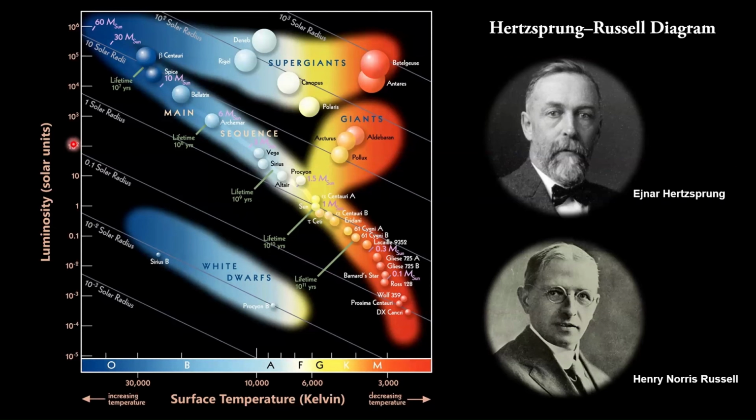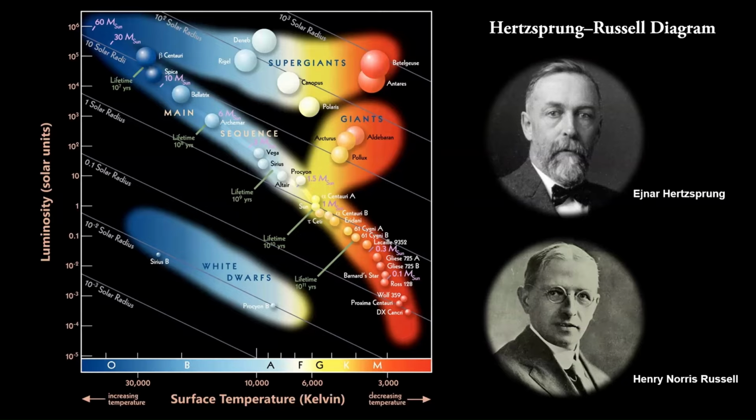Then on the y-axis, here in this case, we have luminosity. Now, luminosity is basically a measure of the energy a star emits per second. And there are two factors that determine luminosity. Basically, it's surface area and temperature. First and foremost is surface area. The larger you are, the more area you have to emit light.